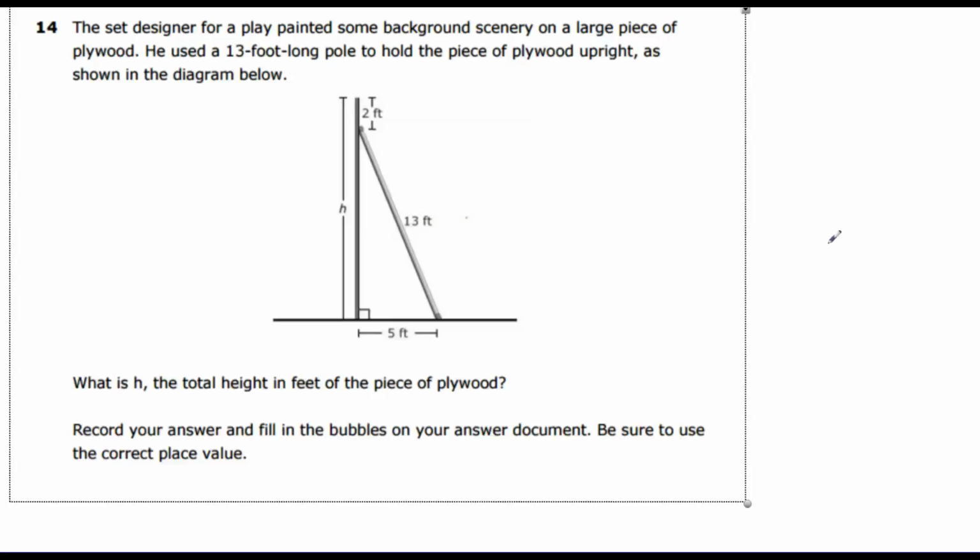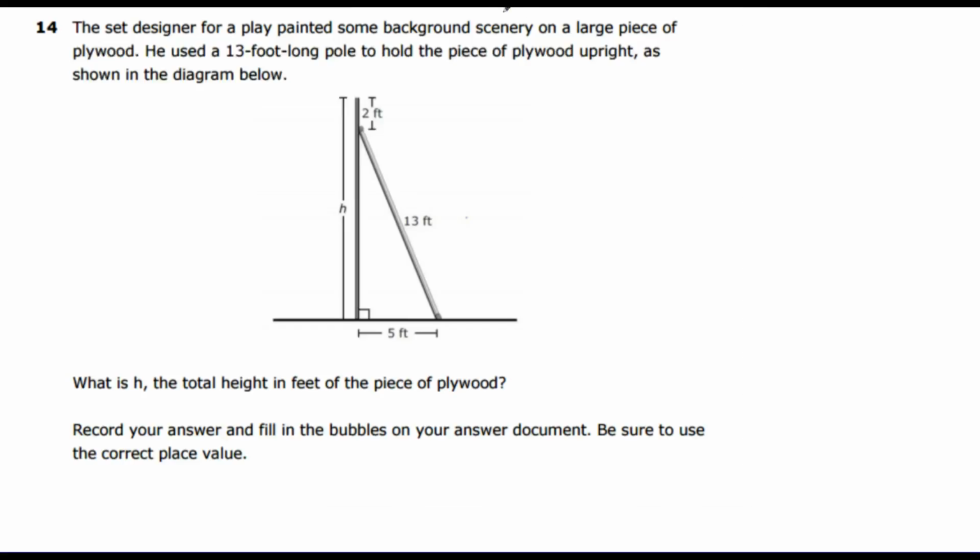Okay. Alright, 14. A set designer for a play is painting some background scenery on a large piece of plywood. They use a 14-foot pole, that's this one, to hold the plywood upright, here's the plywood right here, going top to bottom. What is H, the total height in feet of the piece of plywood? Okay. There are 2 parts to this. One part takes a while, the other part just requires you to remember that this is a right triangle.